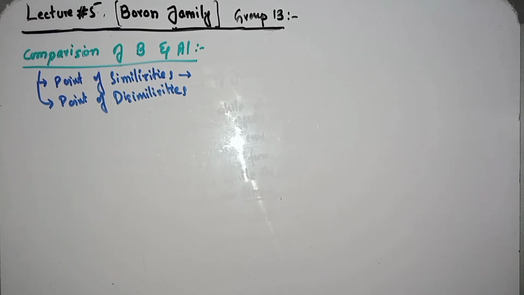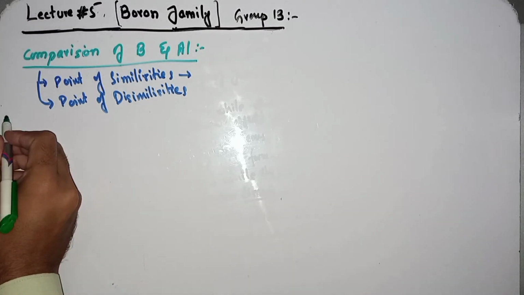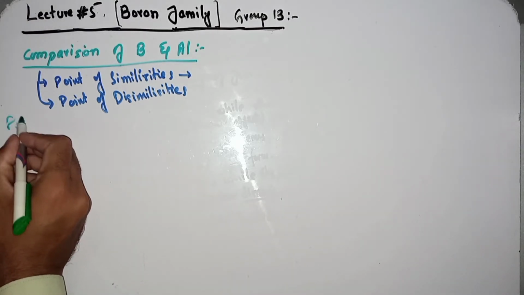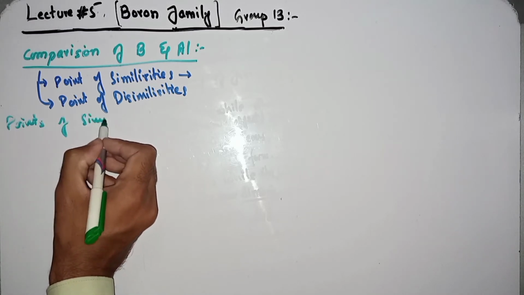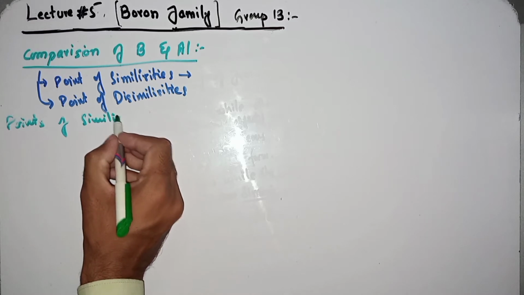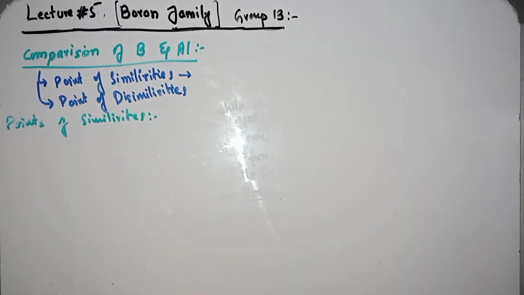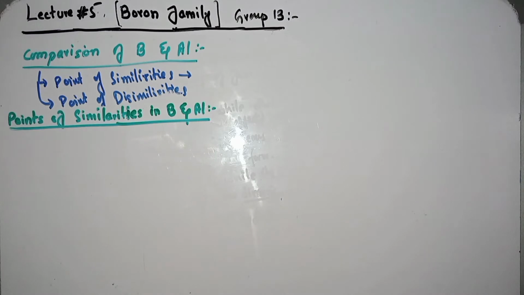Okay, thank you. Let's start the topic. So we will focus on points of similarities. The pen is not properly working. Let's change the pen. So, points of similarities between boron and aluminum. For which points are boron and aluminum similar?